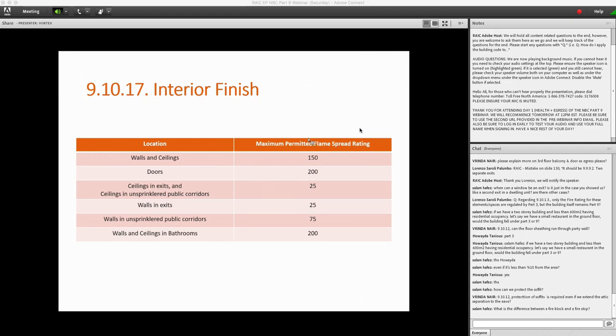So typically in a building designed to Part 9, interior finish requirements under 9.10.17 are not applicable to the finishes on the floor, but the finishes on the walls and ceilings are required to have a flame spread rating that is not more than 150. Typically doors are required to have a flame spread rating of not more than 200. Any portion of the exit is required to have a flame spread rating not more than 25 for the finishes.